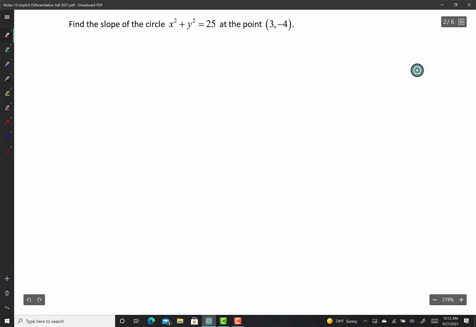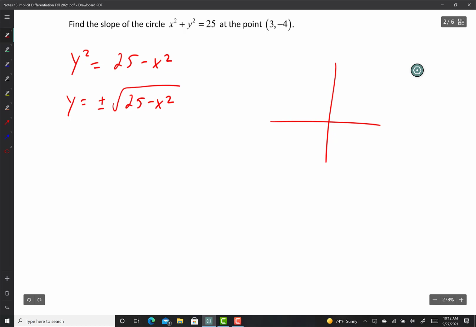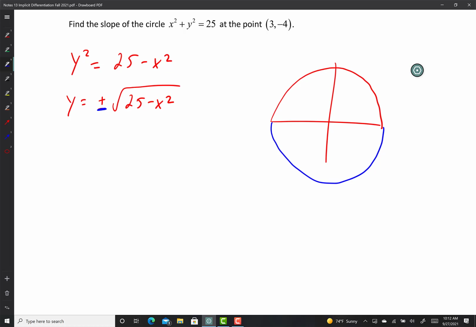So the way you guys would do it old school would be to move the x squared to the other side. So y squared equals 25 minus x squared. And then take the square root. y equals plus or minus square root of 25 minus x squared. Now remember, the positive one gives you the top half. And then the negative one, I'm going to color code it, put it in blue, gives you the bottom half. Now this point, (3, negative 4), is going to be somewhere down here. So I want the negative one. Do you guys see what I'm talking about?